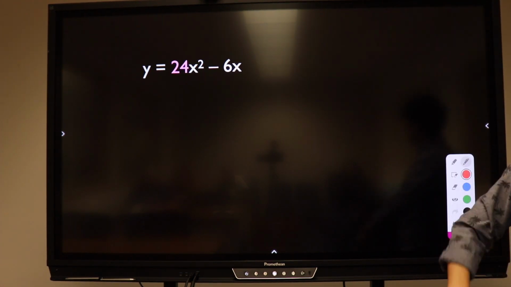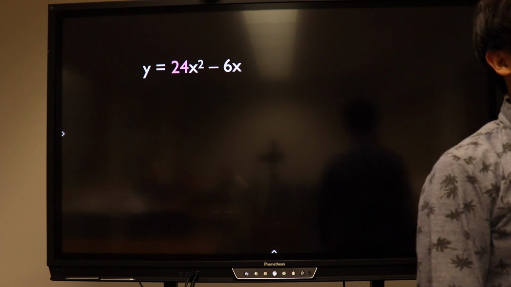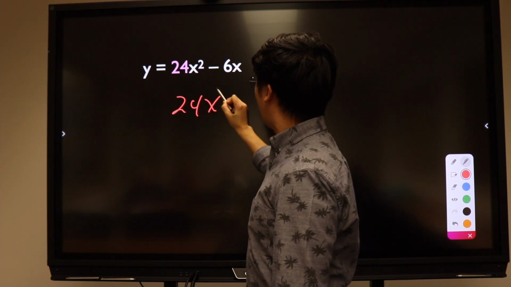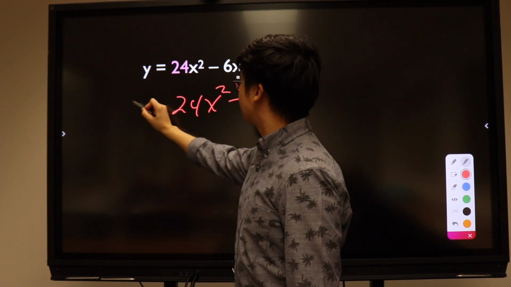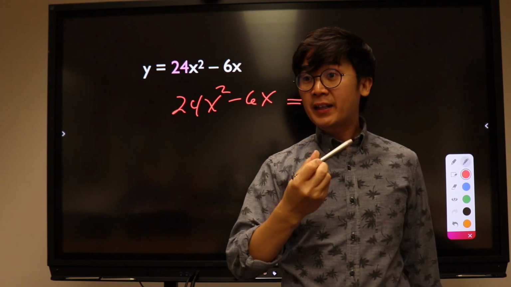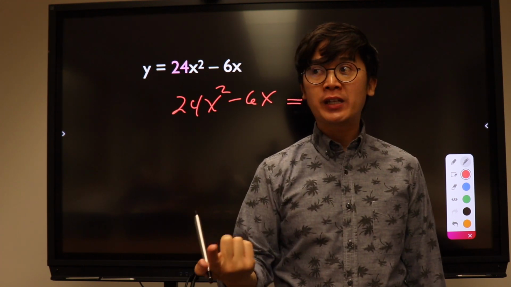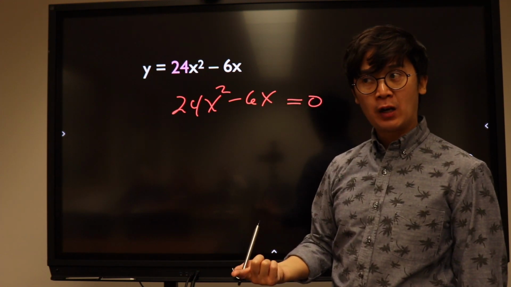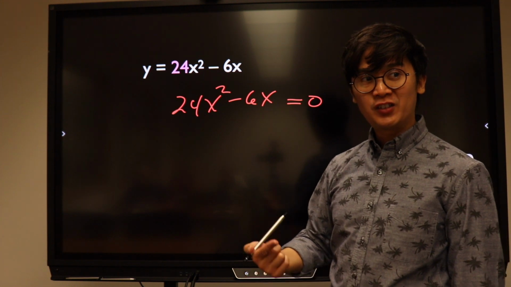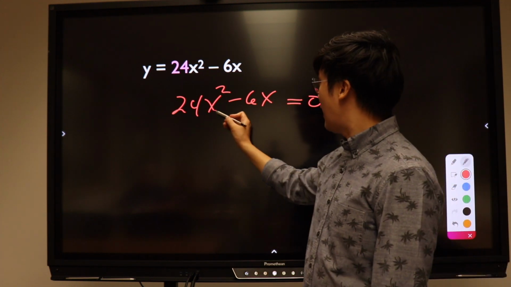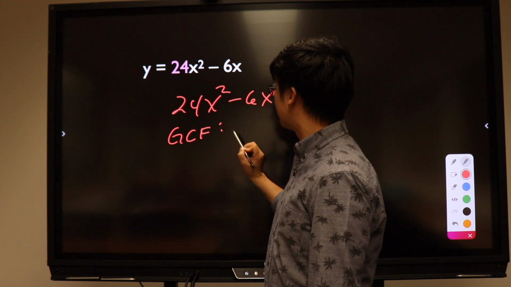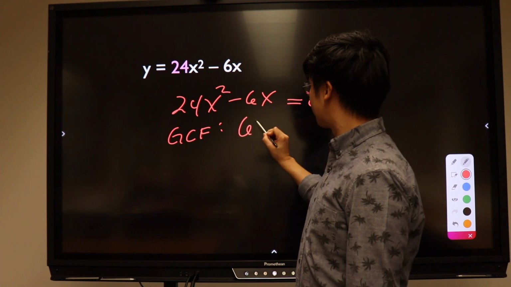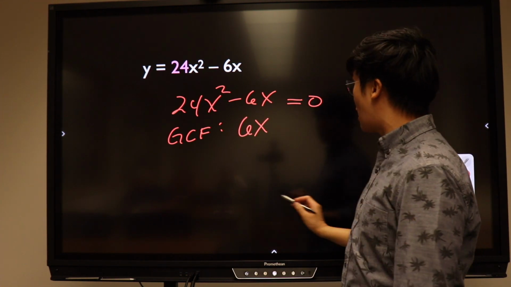Alright, how about this? Can you factor this? Yes, let's factor it. It's a different quadratic equation, but you know you can still factor it out using what method? What method are we going to use here? GCF, right? Finding the GCF. And what is the GCF of this function? 6x. So 6x is our greatest common factor.